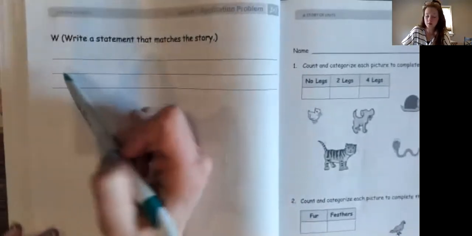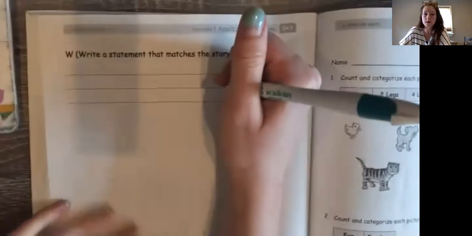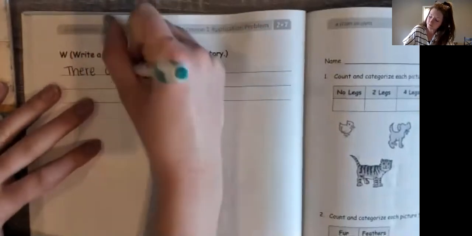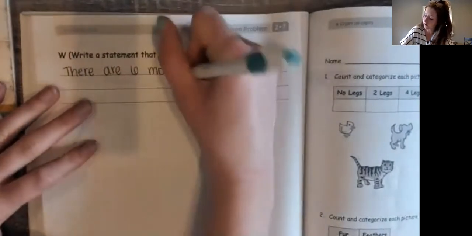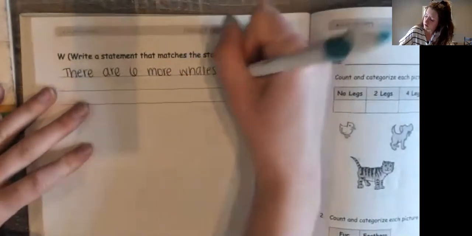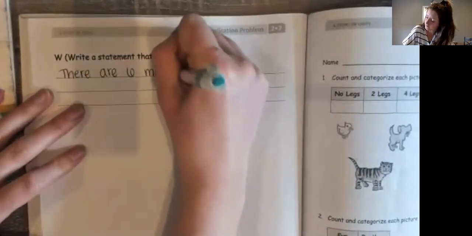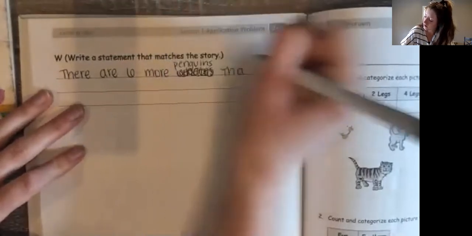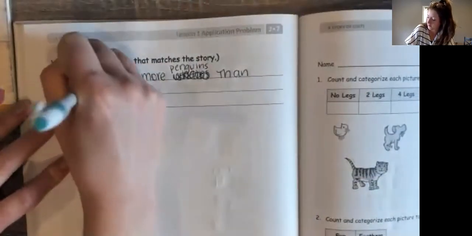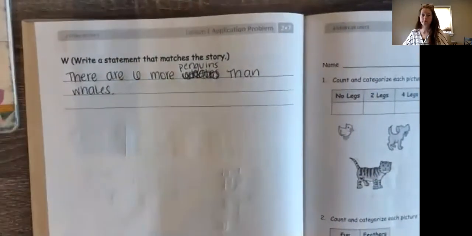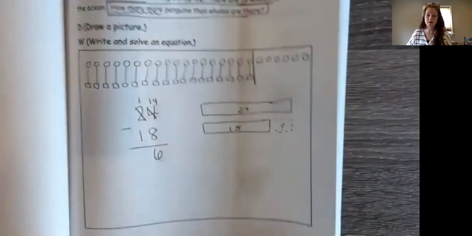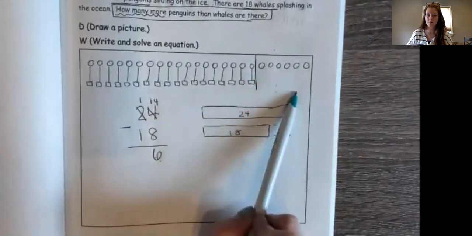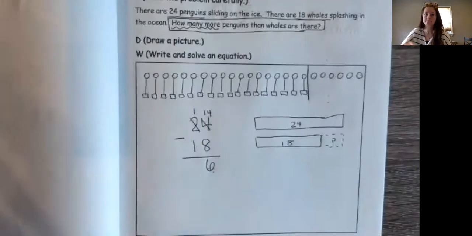So on the back, on page 126, I'm going to write my statement that matches the story. I'm going to write, there are 6 more whales. Oh, I'm sorry, not whales. There are 6 more penguins than whales. As I'm doing my comparison problem, I figured out how many more there were of the penguins than of the whales. And my answer was 6. Great job, friends.